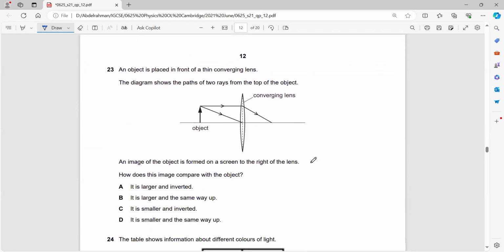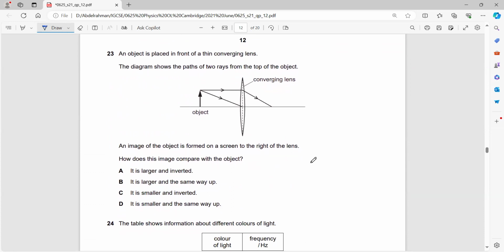An object is placed in front of a thin converging lens. The diagram shows the paths of two rays. An image of the object is formed on the screen. We know for a fact that any image that would be formed on a screen would be inverted.